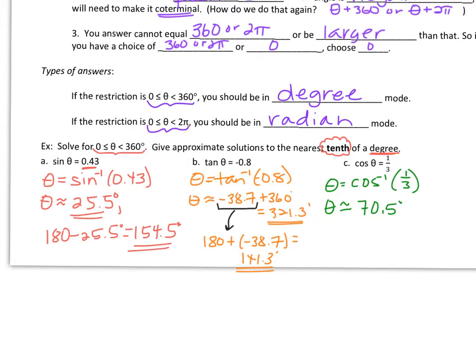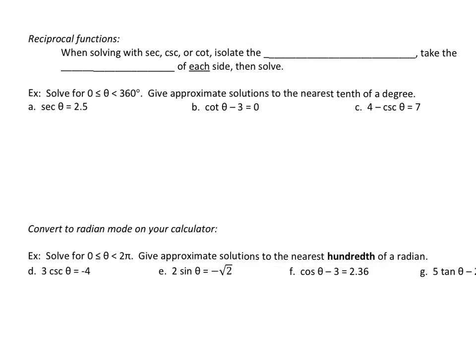The rule for cosine's second answer, remember it says take 360 minus 70.5. And your second angle for cosine should be 289.5, and that's in quadrant 4, where cosine is positive. You may have noticed on the front that we didn't have any of the reciprocals. Well, guess what? They're possible. When you have a reciprocal equation or function that you're solving, the first thing you want to do is just isolate that trig term.